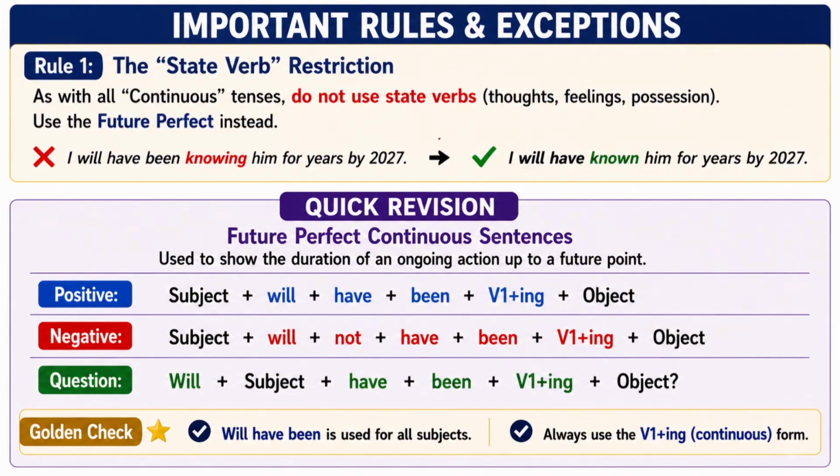So whenever you use state verbs such as know, believe, love, hate, own, understand, and similar verbs, use the future perfect tense instead of the future perfect continuous tense.